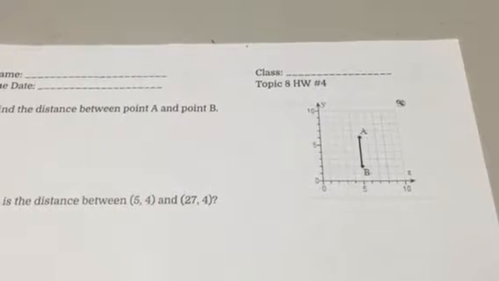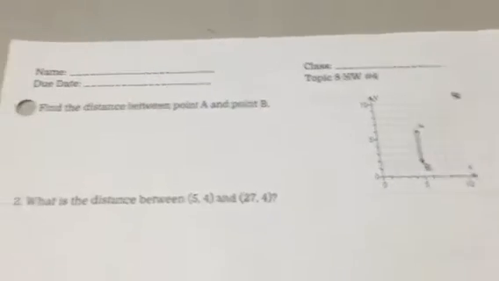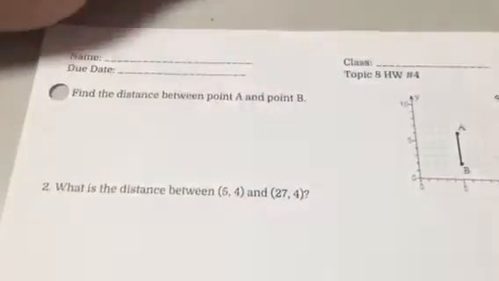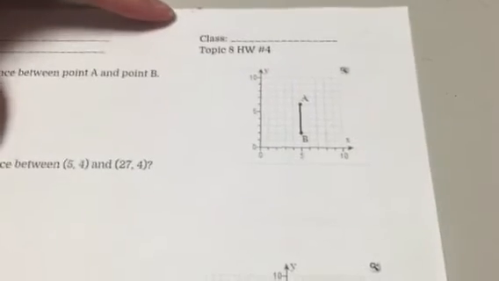All right, this is topic 8, homework number 4. Take a look at question number 1. It says, find the distance between point A and B on the graph.